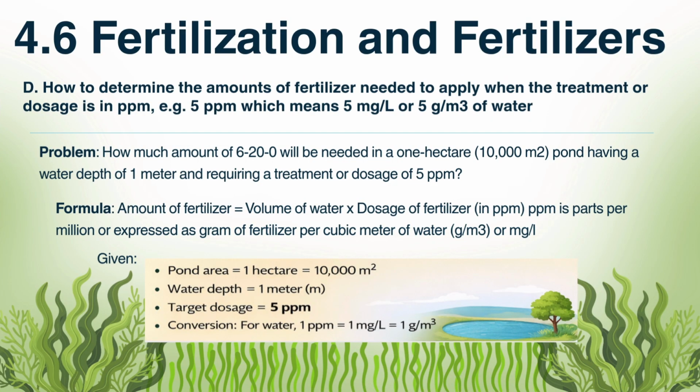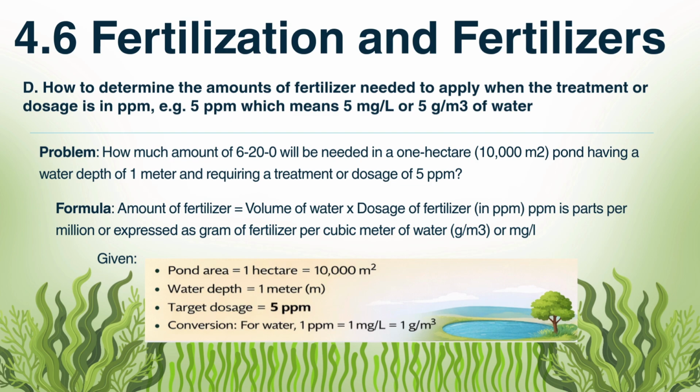Next, how to determine the amount of fertilizer needed to apply when the treatment or dosage is in parts per million. So 5 parts per million means 5 milligrams per liter or 5 grams per cubic meter of water. The problem is how much ammonium phosphate will be needed in a 1 hectare pond having a water depth of 1 meter and requiring a treatment or dosage of 5 ppm.